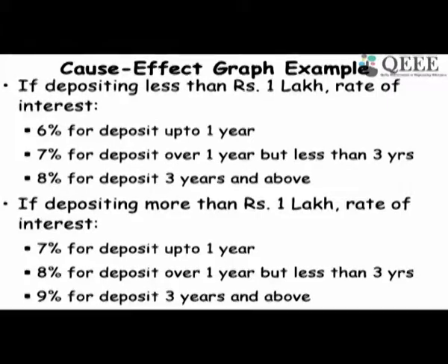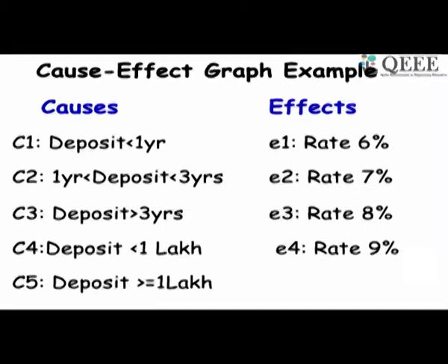Now let's identify the causes and the effects. What will be the causes? The causes will be the amount deposited and the duration of the deposit. What's the duration of the deposit? Less than 1 year, we'll write it as C1. C2 is between 1 year to 3 years. C3 is greater than 3 years, and cause 4, which is also another input, the deposit is less than 1 lakh, and cause 5, which is the deposit greater than or equal to 1 lakh.